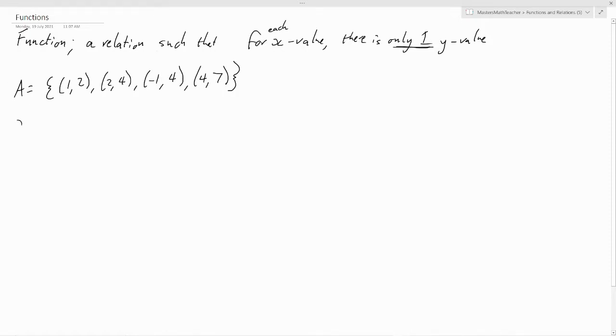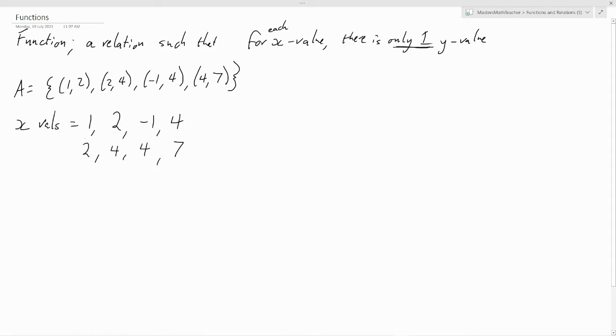So the x values are 1, 2, -1, and 4. Now, when x equals 1, y equals 2. When x equals 2, y equals 4. When x equals -1, y equals 4. And when x equals 4, y equals 7. Now there's a double up in the y values, but that actually doesn't matter for this definition. We just need to know for each x value, is there only one y value?